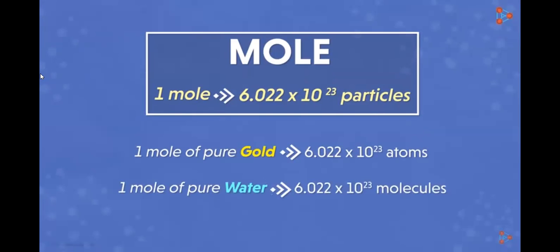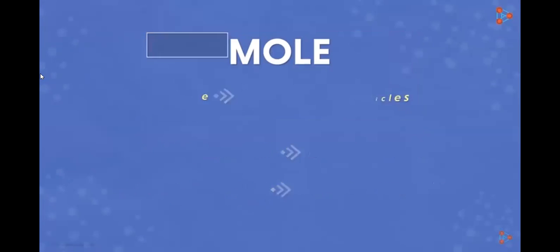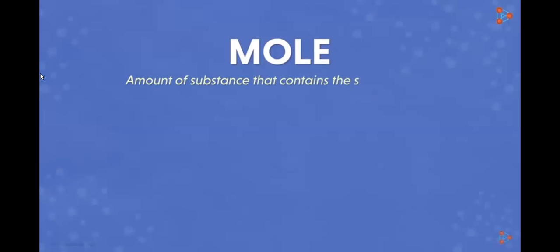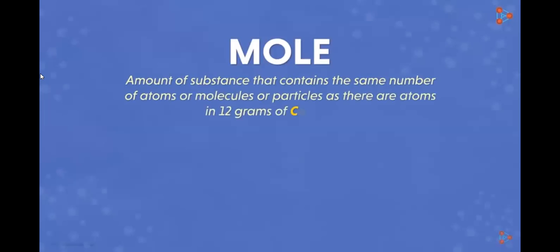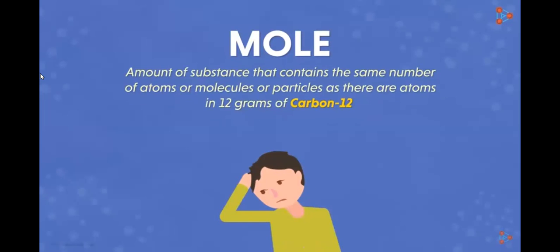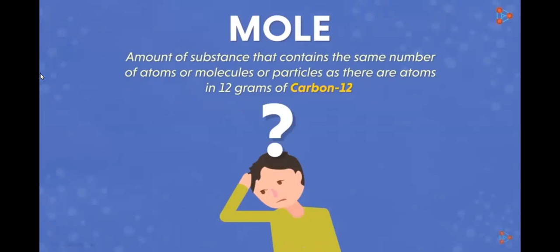But what is the scientific definition of a mole? Scientifically, 1 mole is defined as the amount of substance that contains the same number of atoms, molecules or particles as there are atoms in 12 grams of carbon-12. Yes, even I didn't understand it when we read it for the first time. Let me break it down for you. Let me remove this definition from the screen.